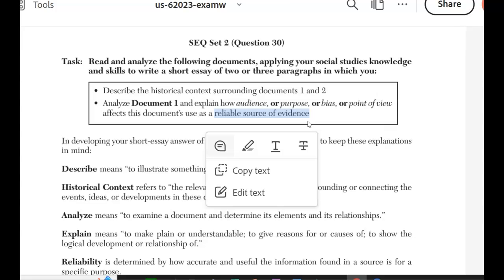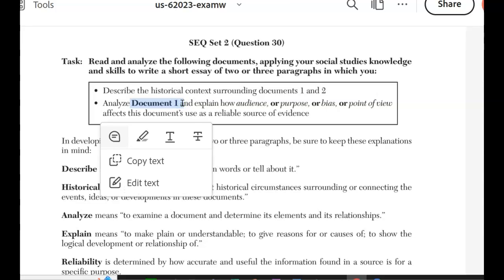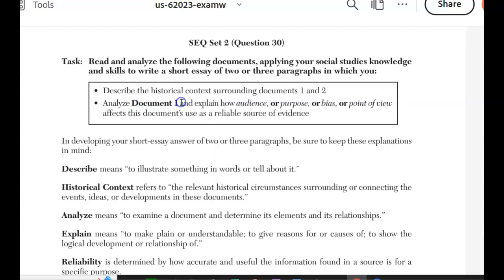Now, what does that mean? First, they will pick. They could say document 1 or document 2. You must be careful. You must respond to the document they pick, not the one you'd like to do. So if it asks for document 1 and you write about document 2, you're done. No points. So pay attention to that.